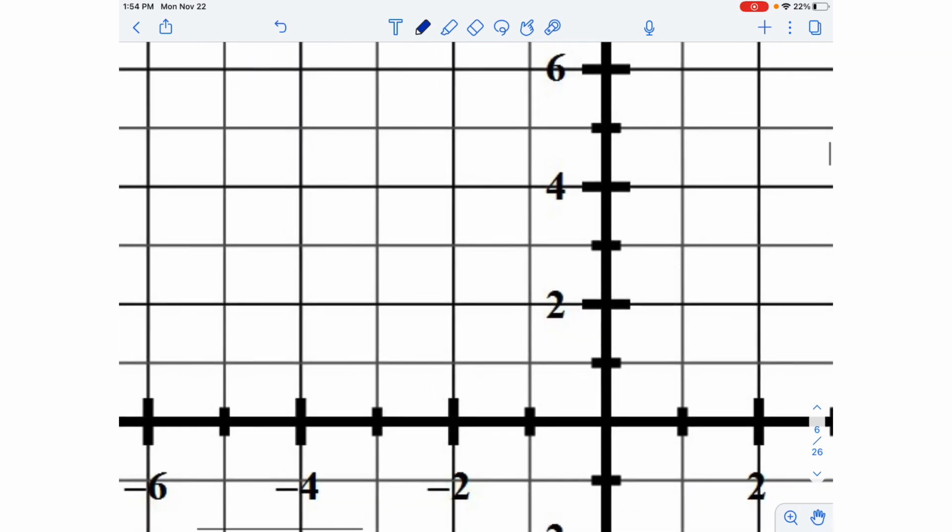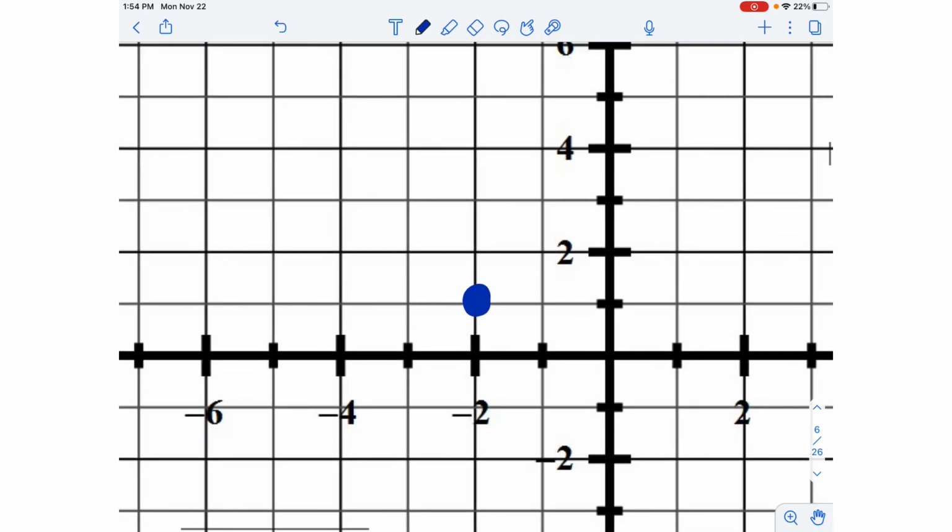Okay, so left 2, up 1 is my new vertex. Left 2, up 1. That's my new vertex. And now instead of going up 1, right 1, I'm just going to go down 1, right 1. So it's just going to go down instead of up. And the slope is 1 on each side.